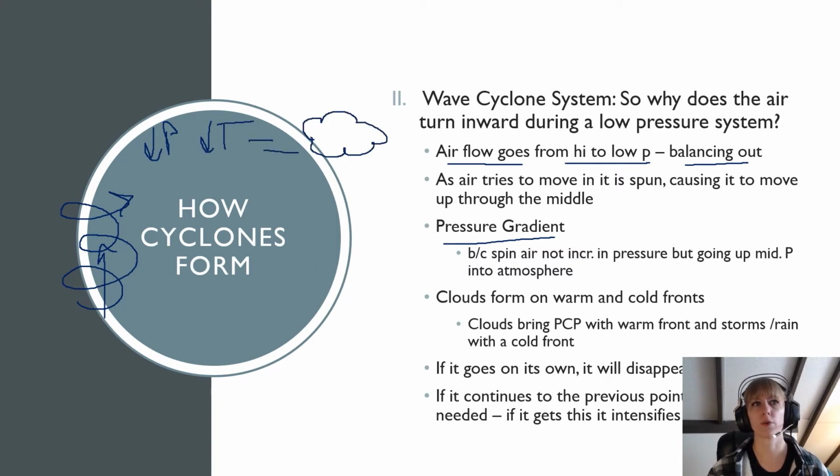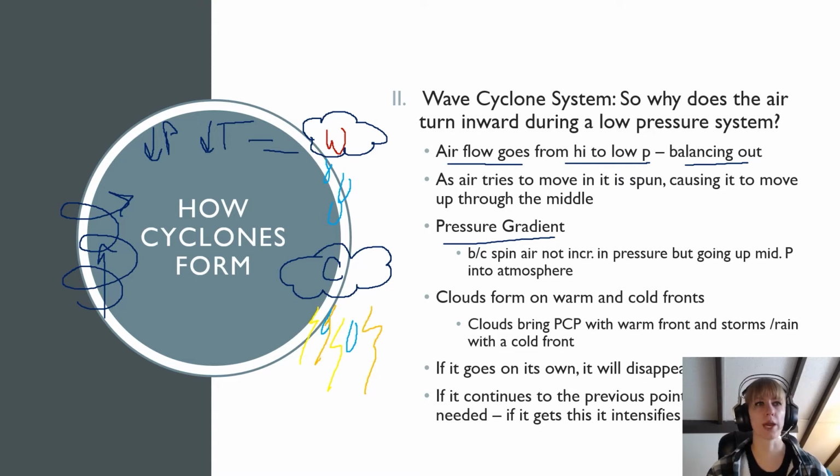So clouds form on warm and cold fronts. Clouds bring precipitation with warm fronts and storms and rains with cold fronts. So if we have a warm front going on, we're just going to have some rain. It might be a lot of rain, but it's rain. But if we happen to have a cold front, we're not just going to get rain. It's going to get a little bit more violent than rain. We're going to get thunderstorms, possibly tornadoes. Okay, other things can occur.